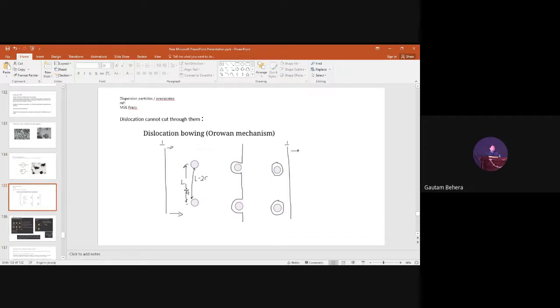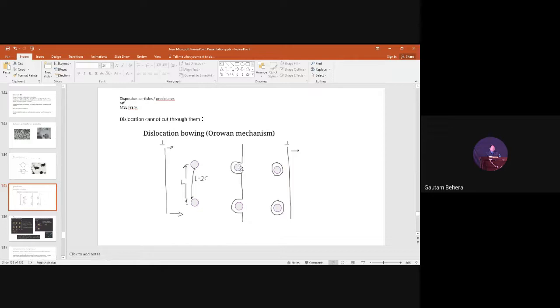And this is a very beautiful image. You can see this is a dislocation line. The dislocation is moving here, and these are the precipitate particles present over here. The distance from the center of one particle to the next is L, and the distance in between the particles is L minus 2r, because the radius is r. The dislocation is moving like this, and it is interacting with the particles. Now what is happening, you can see the dislocation is bowing. This is called bowing of dislocation.